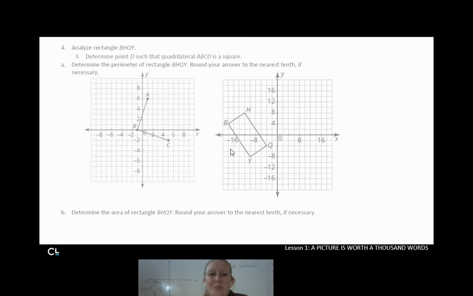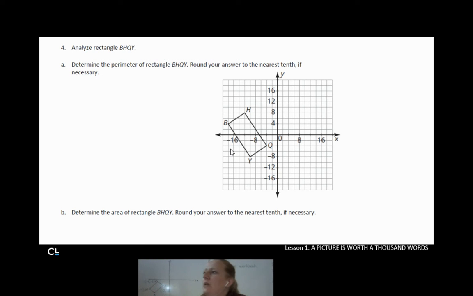Number 4. Analyze rectangle BHQY. Determine the perimeter of the rectangle. Okay, I know that perimeter is double the length plus double the width. I need the length and the width. Okay, I can do this.